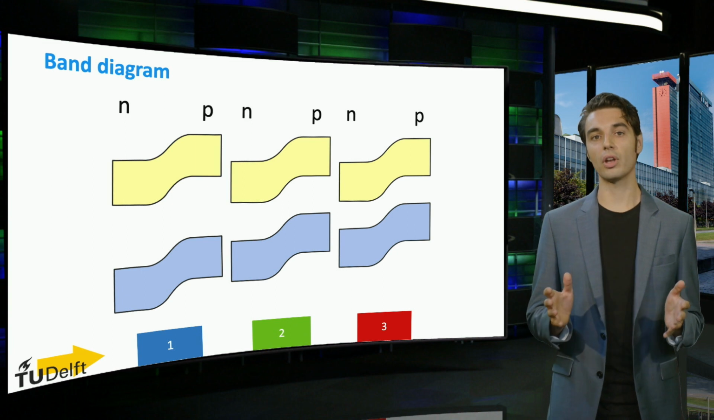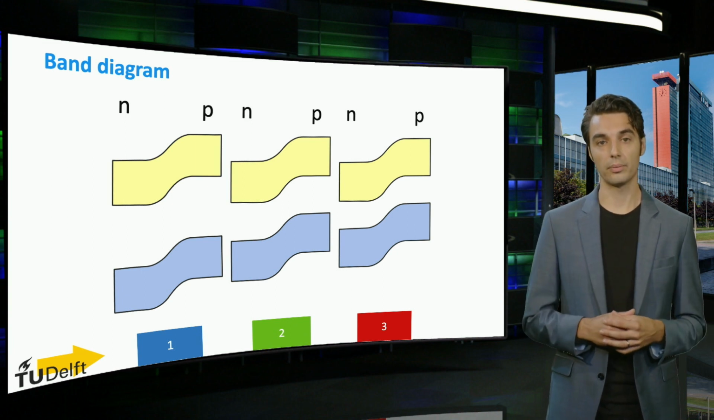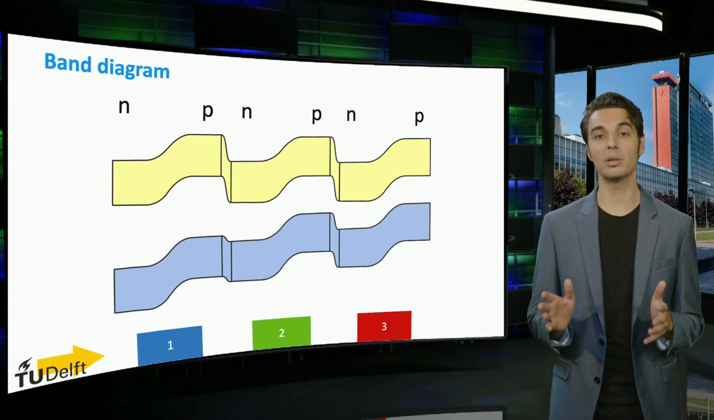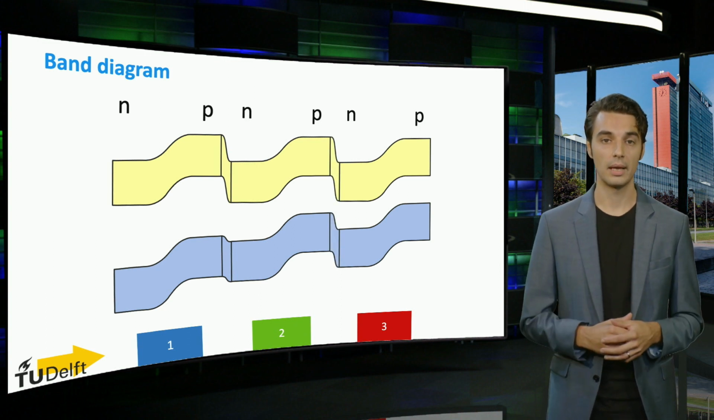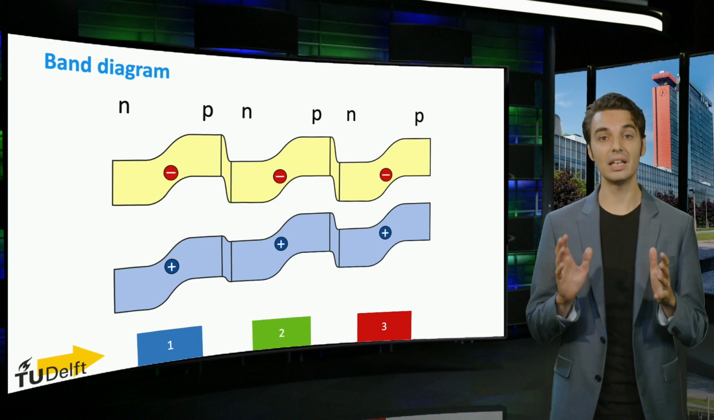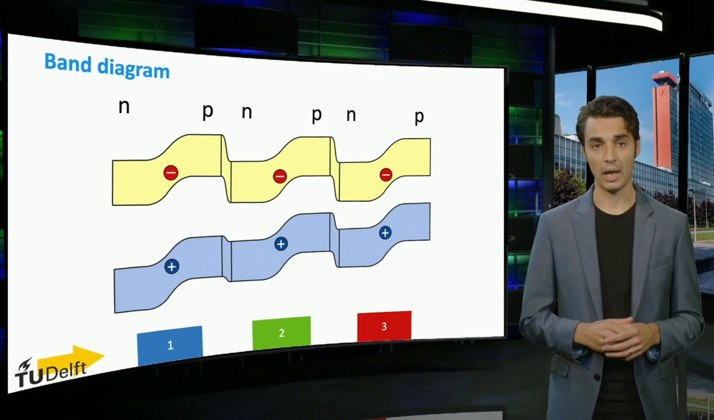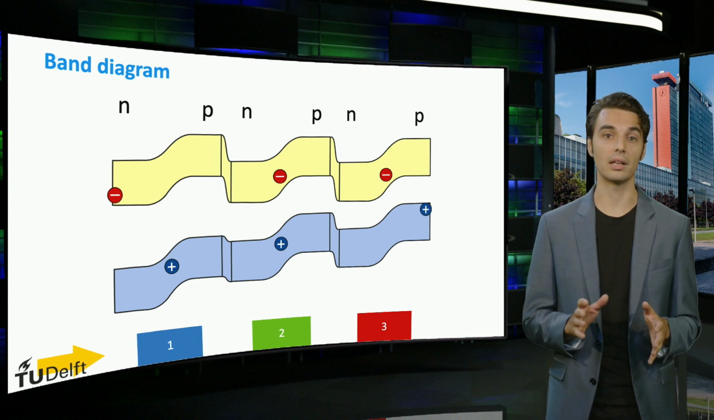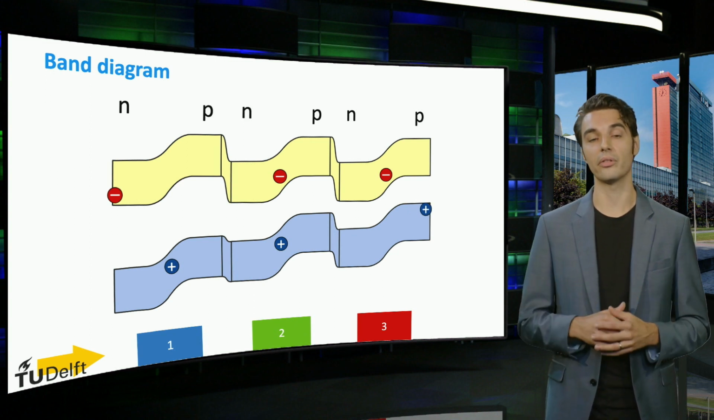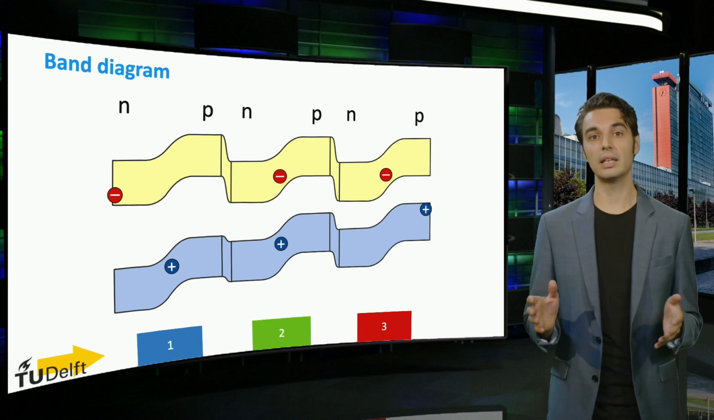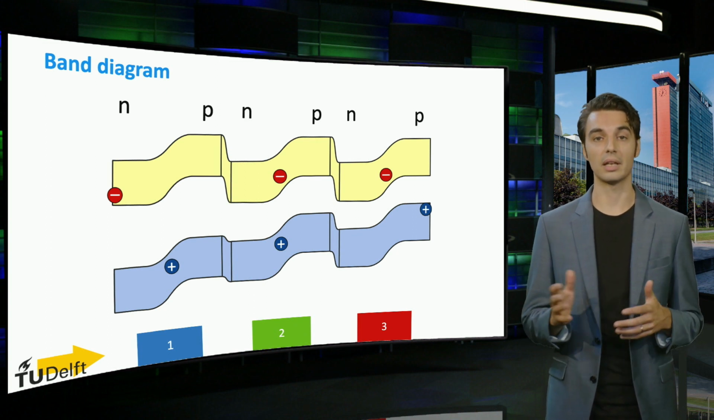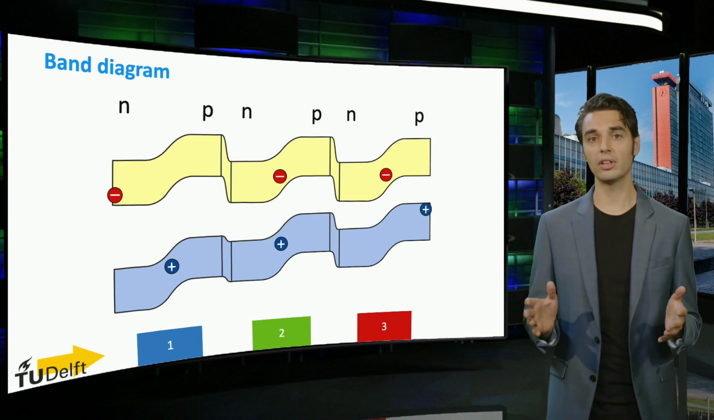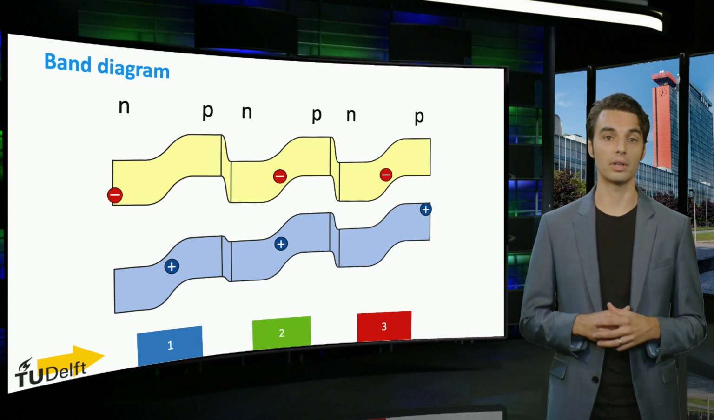In a triple junction cell, two tunnel junctions are present. The first is located between the top and the middle cell, and the second between the middle and the bottom cell. Electrons and holes are generated in each of the junctions. As explained in the first course of this program, electrons move down the conduction band edge, while holes move up the valence band edge. Consequently, the electrons generated in the top cell, here indicated on the left, are collected at the front of the device.